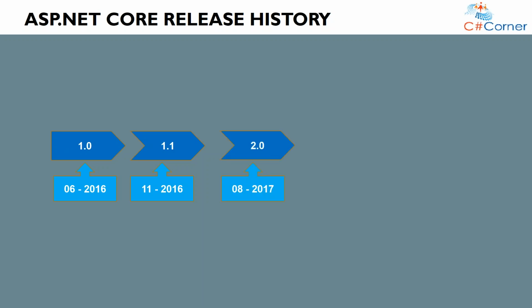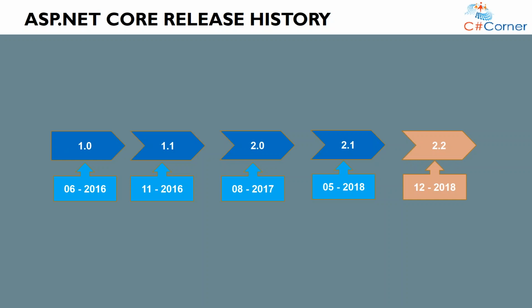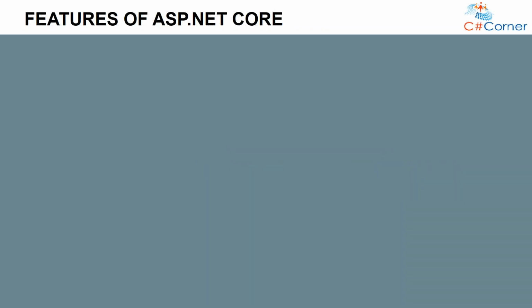Next, in August 2017, Microsoft released version 2.0, which is a much more stable product than version 1. Here Microsoft introduced more features like SignalR and .NET CLI templating in this version. Then in May 2018, Microsoft introduced ASP.NET Core 2.1. The next proposed version will be 2.2 or maybe 3, currently available in beta. Hopefully Microsoft will launch it in December or January 2019.